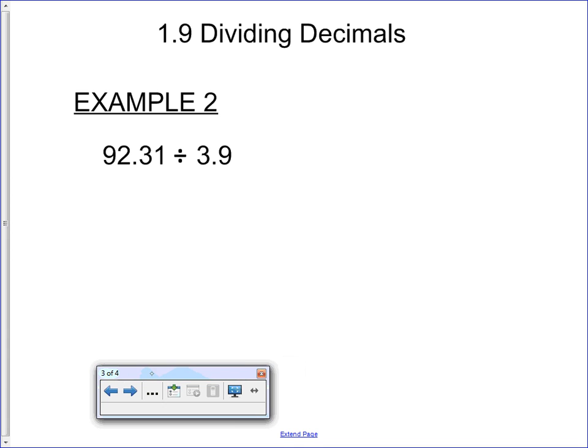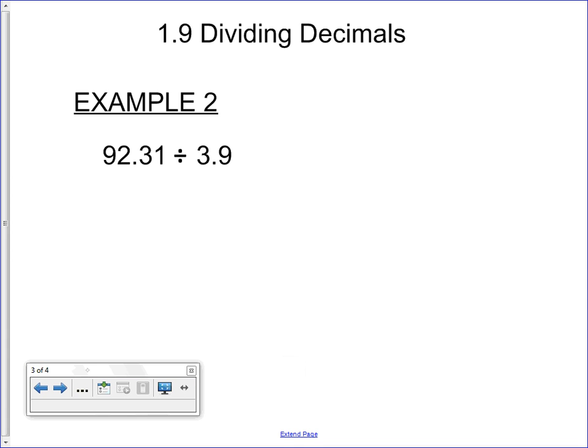Let's look at another example together. We're dividing 92.31 by 3.9. So if I write this out, my 92.31 is inside the division symbol. 3.9 is on the outside, the number we're dividing by. So if we think back to that last example, the first thing we have to do is make sure this is a whole number.